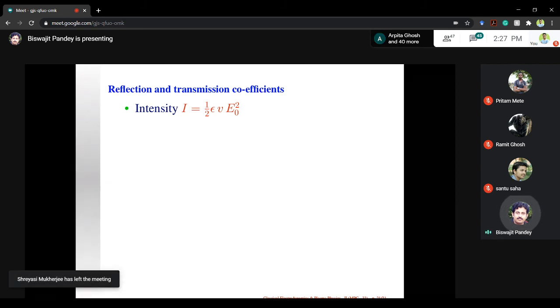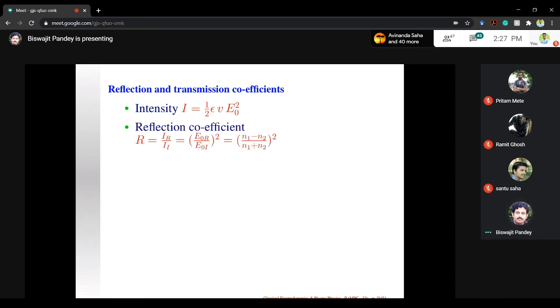And if I now compare the intensity of the incoming electromagnetic wave with that of the reflected wave or the transmitted wave, what do we see? So the reflection coefficient is defined in this way.